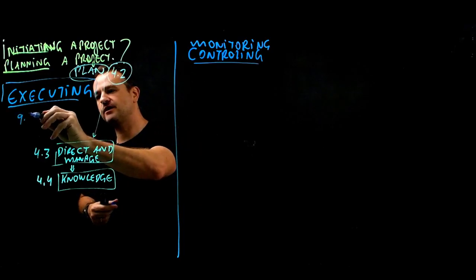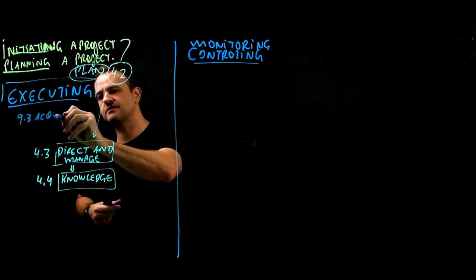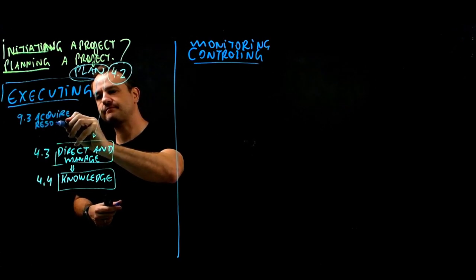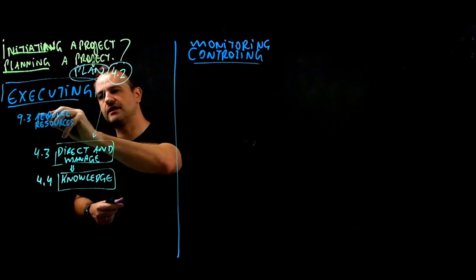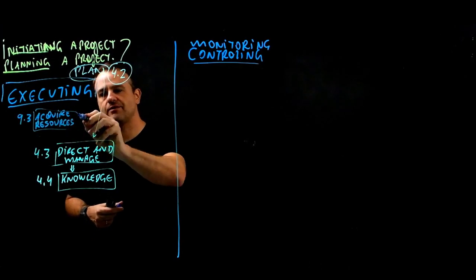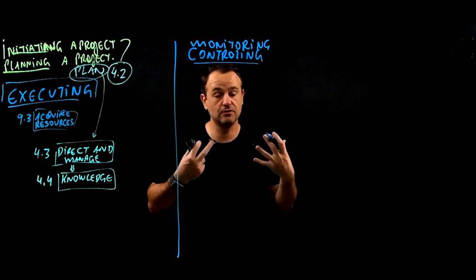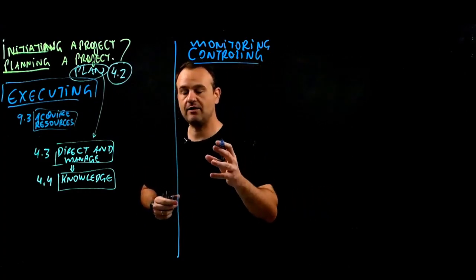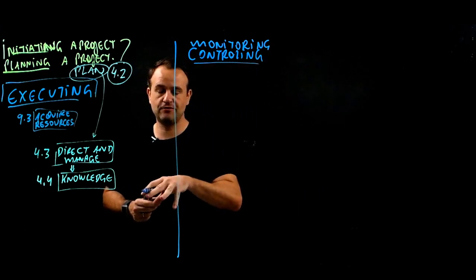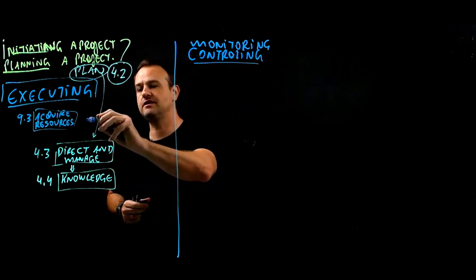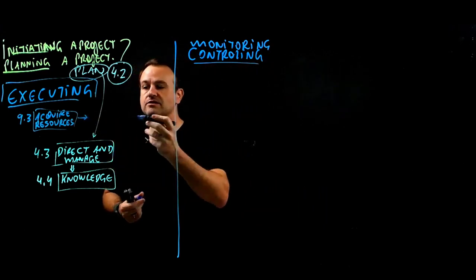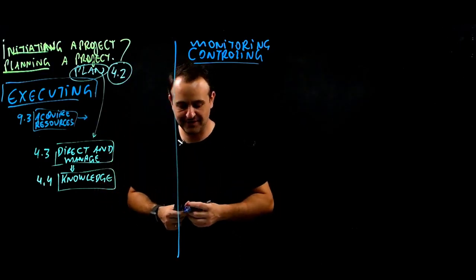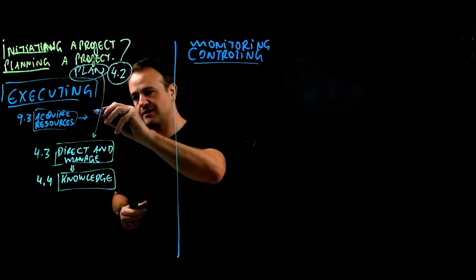Now we have 9.3, acquire resources. Acquire resources means that we are getting the resources. It could be internal or external. It could be human resources, facilities, equipment, any kind of resource. Once we acquire the resources and they are available for the project, we can start executing the tasks. The human resources are different from the other resources, and that's why we have another process here.